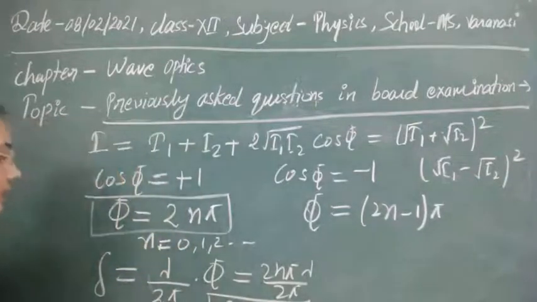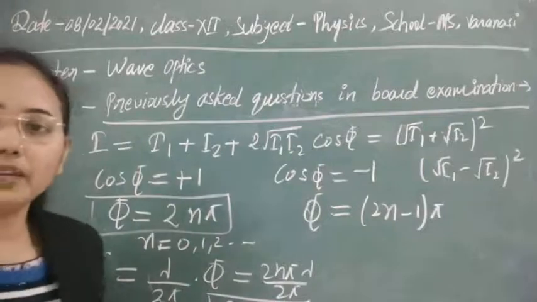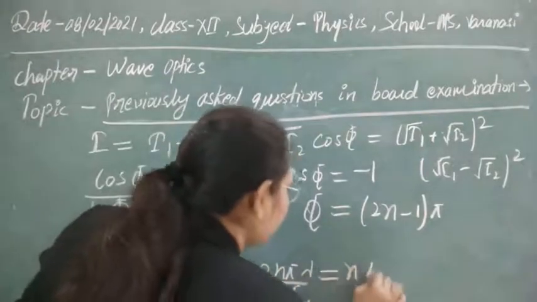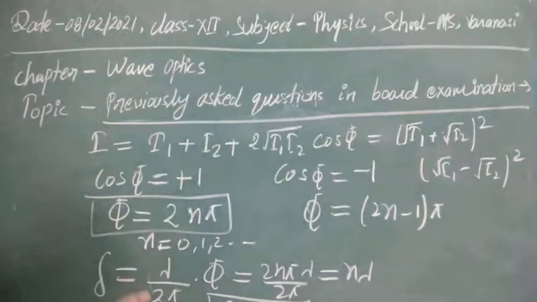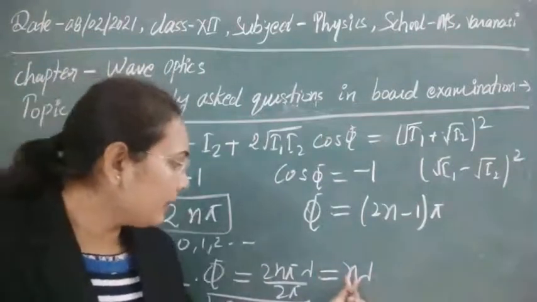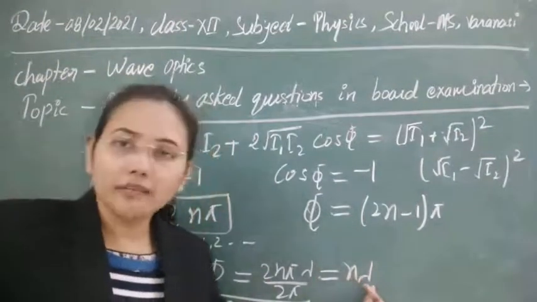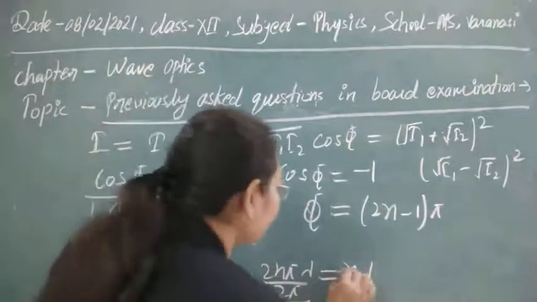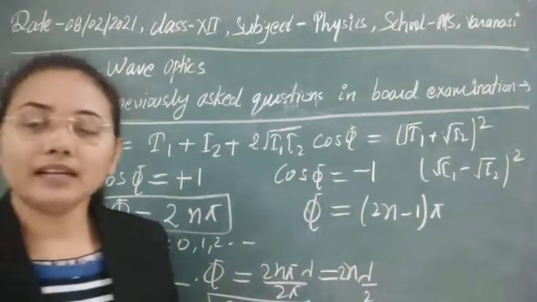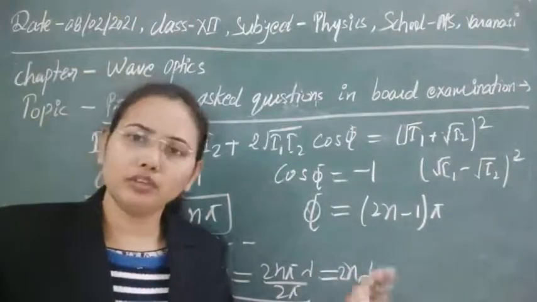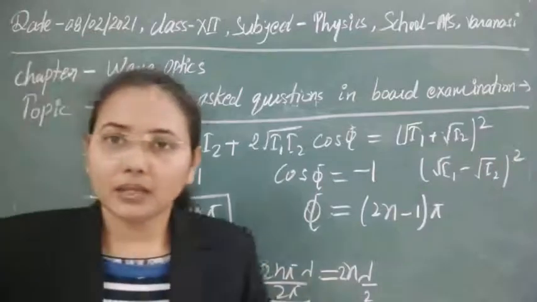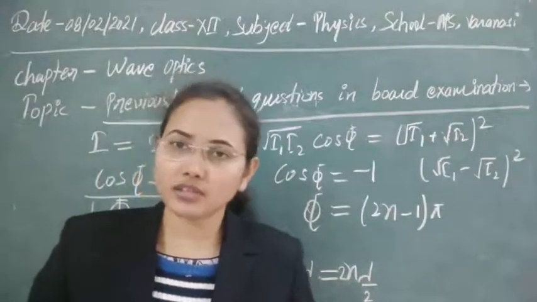So whenever the path difference between two interfering beams is equal to n lambda, that is, whenever the path difference between any two interfering beams is an integral multiple of lambda, or in other words you can write it as 2n into lambda by 2, so we can say an even multiple of lambda by 2, at that point we will get constructive interference.